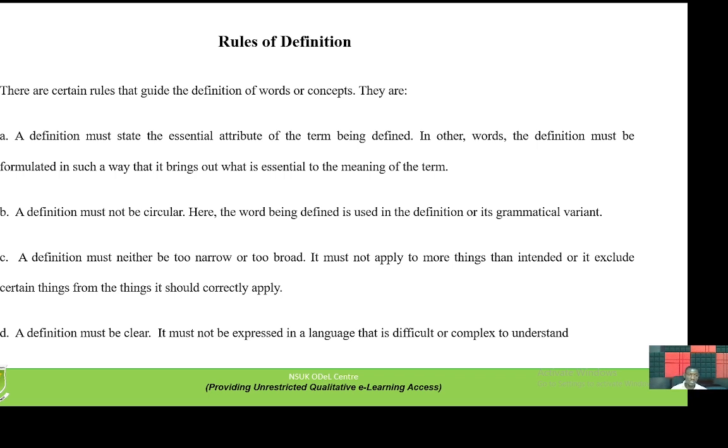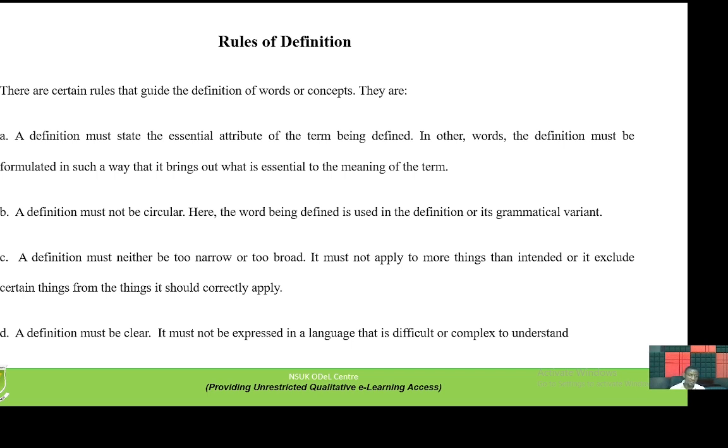Number three, a definition must be neither too narrow nor too broad. It must not apply to more things than intended, nor exclude certain things from the things it should correctly apply to. So when you are defining a term, make sure that the definition is not too broad, so that it doesn't bring in elements that are not supposed to come in. And ensure that it is not too narrow, so that the elements that are supposed to be part of the definition are not removed from it. That is what we mean by that.